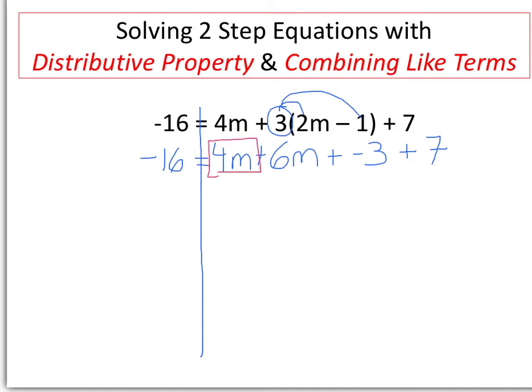Those are like terms, same variable, same exponent, so we know they can go together. 4 plus 6 is 10m, and we also have 2 constant terms, negative 3 and positive 7. Negative 3 plus 7 is positive 4. We bring down negative 16 on the left, we bring down our equal sign, and now again, just like in the previous example, we have a 2-step equation.